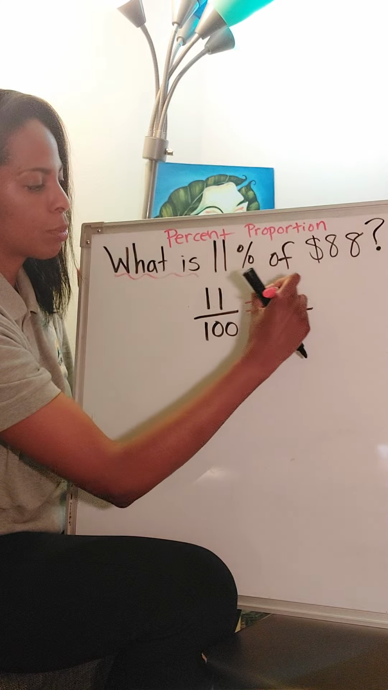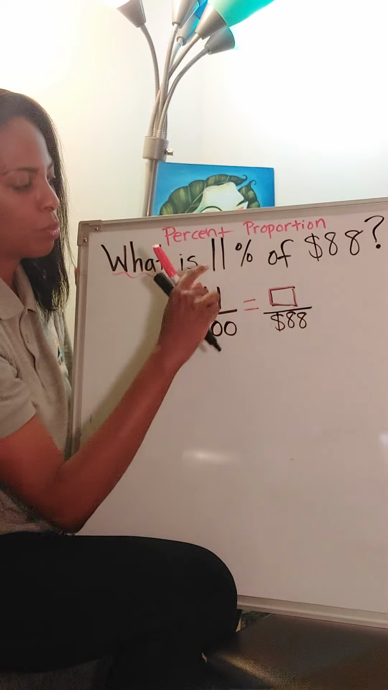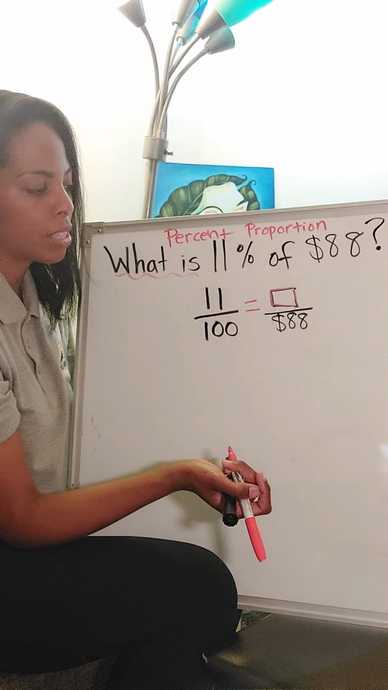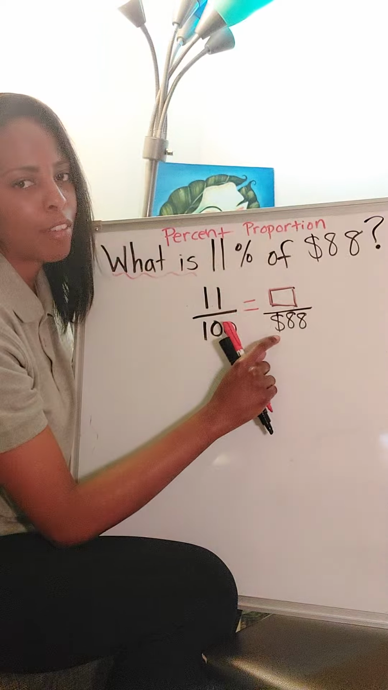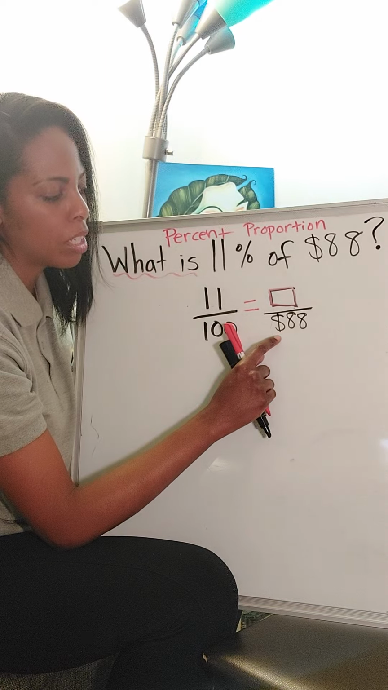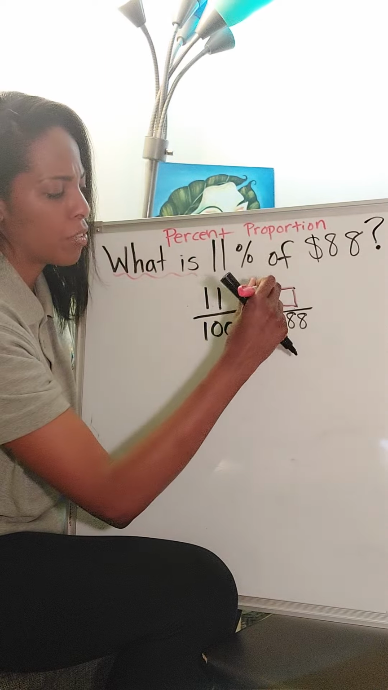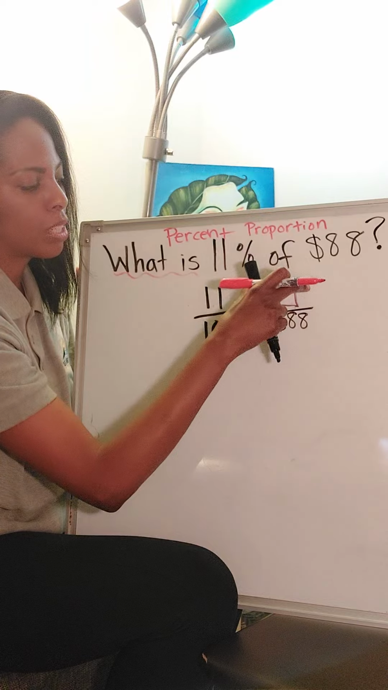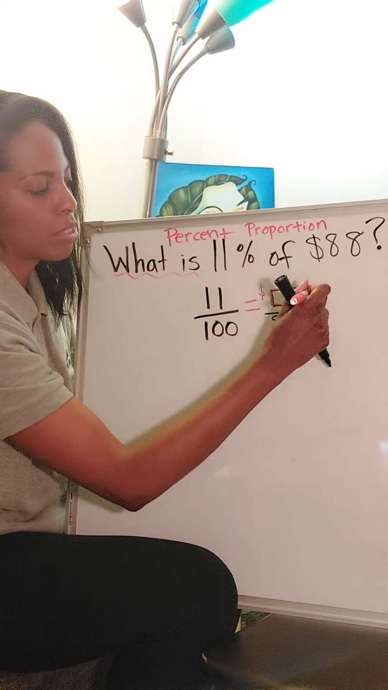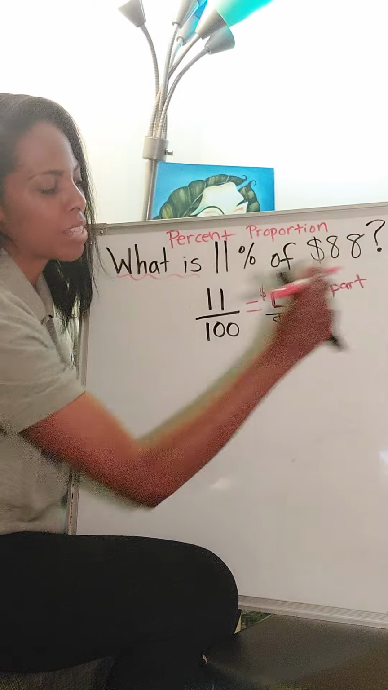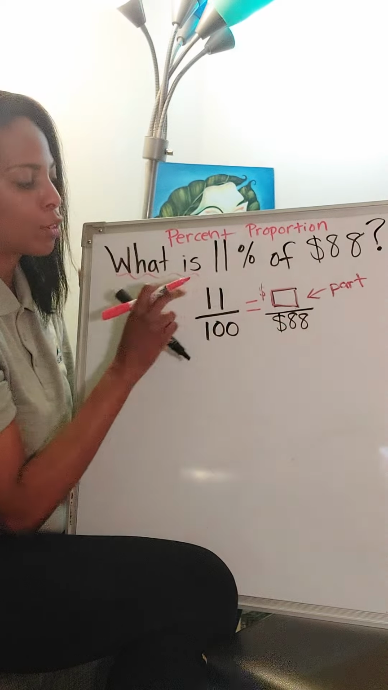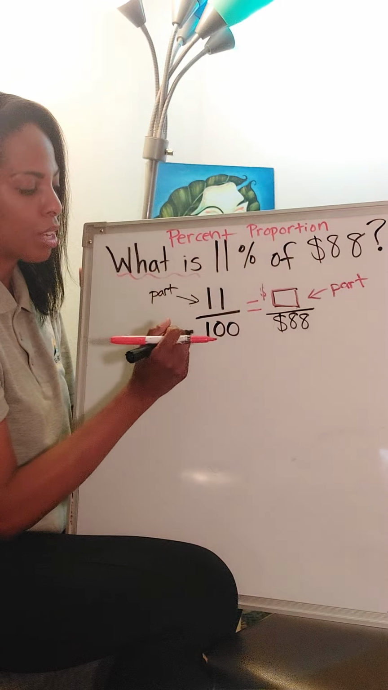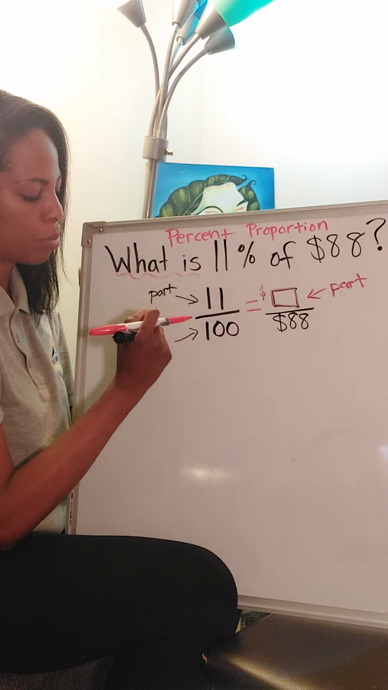This blank box here represents the what we're trying to find. 11% of that $88. How much is that? Now you'll see I have the dollar symbol here, but that's just because I want us to be very clear that we're comparing a total of $88 to a part of $88. This part represents only 11% of $88. And over here, this part is only a small amount of 100 as the total number of parts.